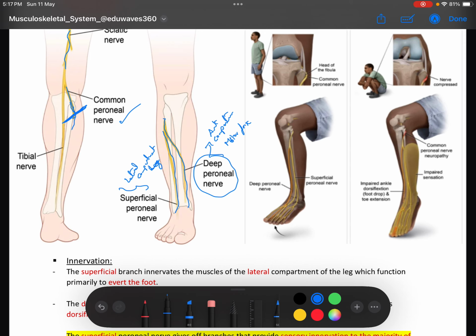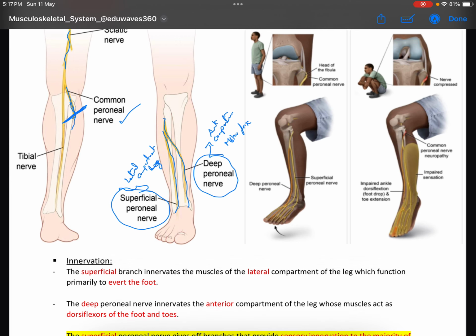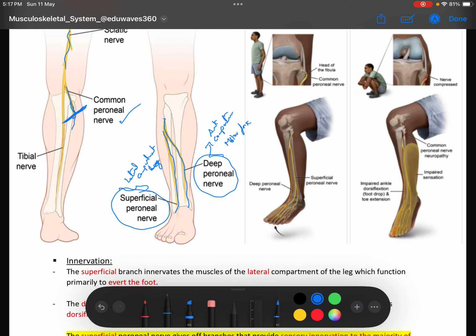Next one, superficial peroneal nerve. That means this nerve. The superficial peroneal nerve innervates the lateral compartment. We already discussed this. In the lateral compartment we can see 2 muscles, that is fibularis longus and fibularis brevis. These muscles' main function is eversion of the foot.